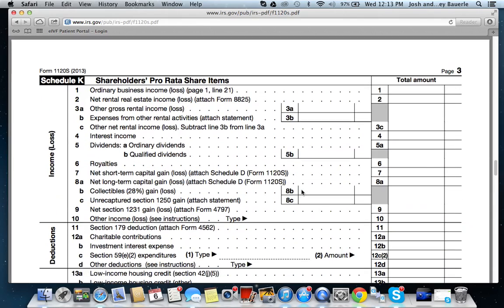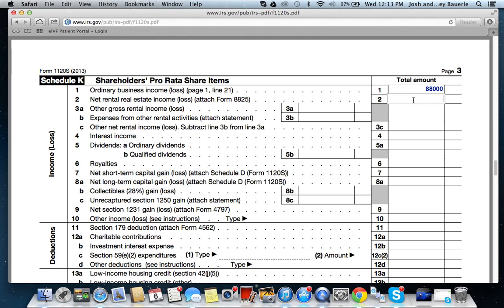Okay, so the Schedule K. This is, again, why it's hard to fill this out yourself. If you fill it out yourself with no tax software, you're going to have to fill this out all individually. If you're using tax software, it's going to pull through automatically for you. Okay, so your ordinary business income or loss, which is going to be that $88,000, it's going to pull through there.